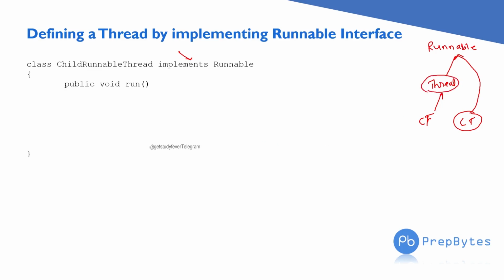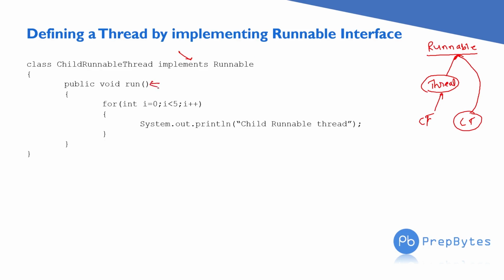We have to implement the run method in the case of an interface, because Runnable is an interface. Whatever methods are there in the interface, the child class has to implement. So the ChildRunnableThread has to implement the methods inside the Runnable interface, and there is only one method, that is the run method. So we need to implement it. So here is the implementation. This is known as the job of my child thread. Okay, this is the job.